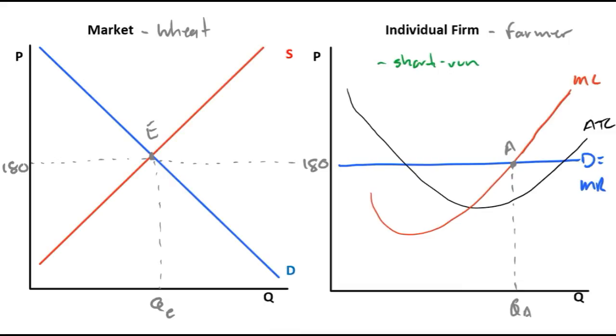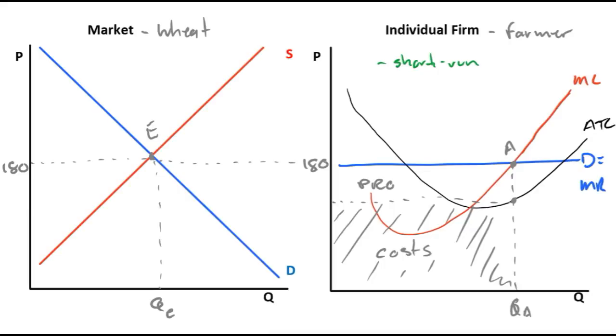Now we can show the profit on this graph. Everything below the price line represents revenue. If the farmer is producing quantity A, then this is the cost per unit at quantity A. So we can draw a line over. Everything below here is going to be costs. Everything in this area down here is the cost to produce this quantity of wheat. And this area up here is going to be the profits of the firm in the short run.